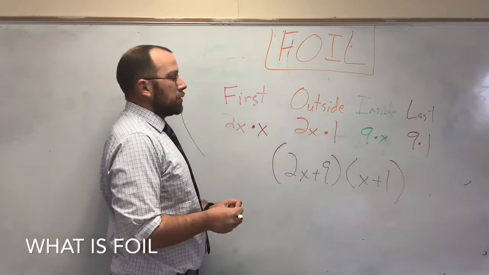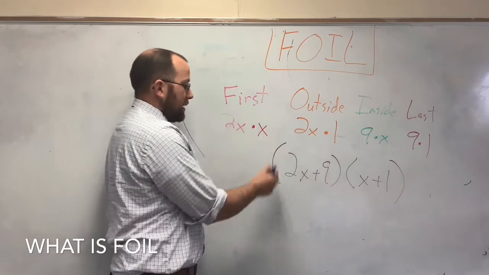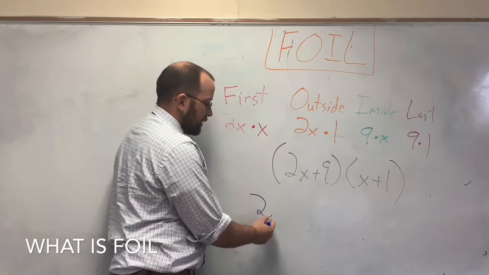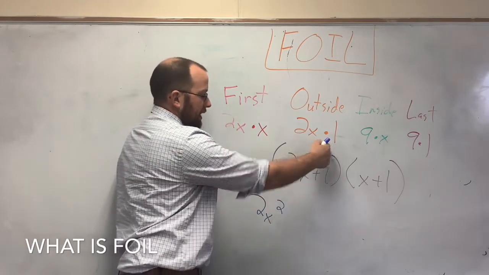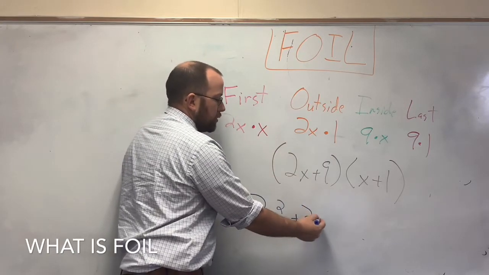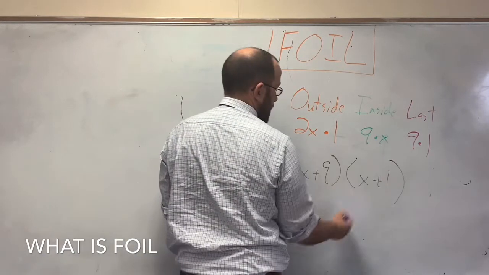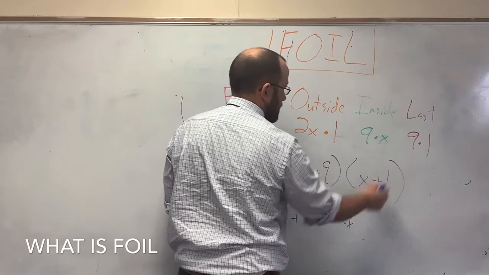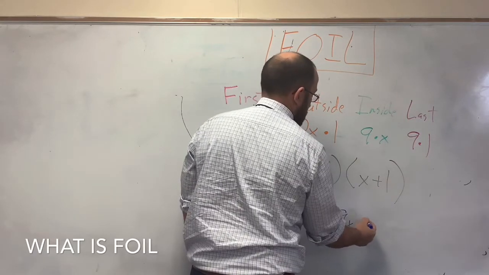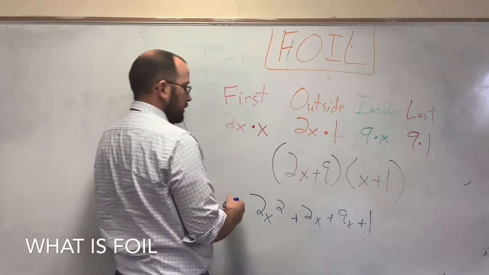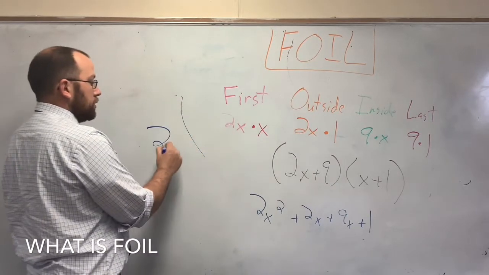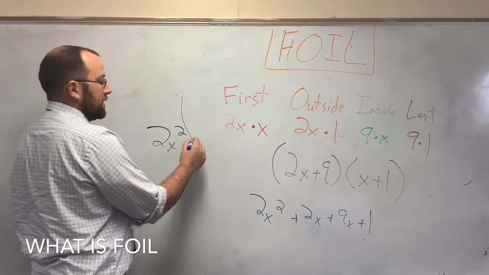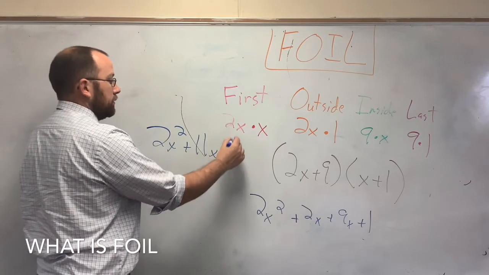So now what you do is you combine them all. 2x times x gives you 2x squared. 2x times 1 gives you 2x. 9 times x gives you 9x. 9 times 1 gives you 1. And then you combine your like terms. Your final answer is 2x squared plus 11x plus 1.